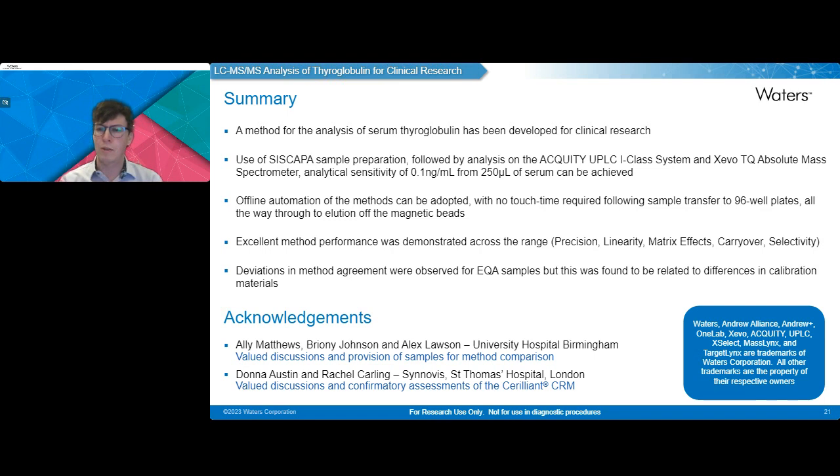We were using the Sapelco or Cerilliant CRM thyroglobulin material, whereas a lot of the immunoassay methods are using the BCR 457 material, which I believe is no longer available for purchase. So we were reliant on the CRM material from Sapelco or Cerilliant.